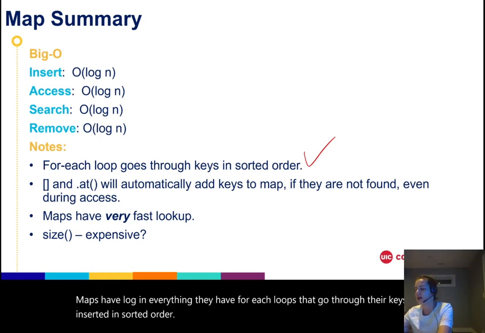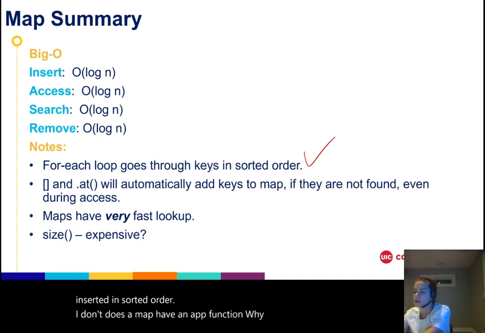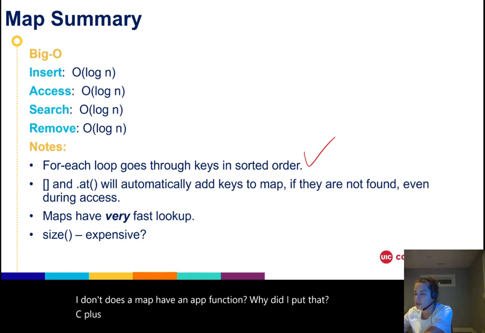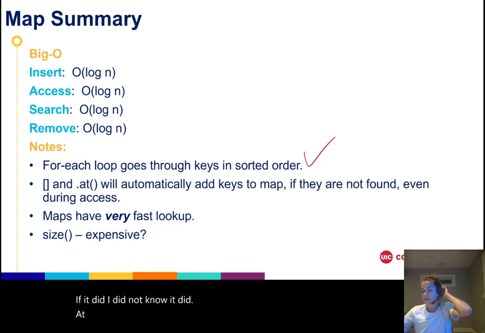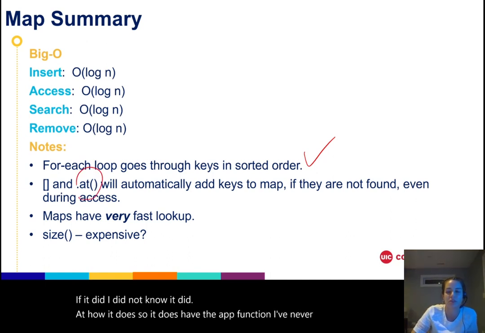Does a map have an at function? Why did I put that? Map, C++. If it did, I did not know it did. C at. Oh, it does. So it does have the at function. I've never used that, but it must work very similar to the square bracket.